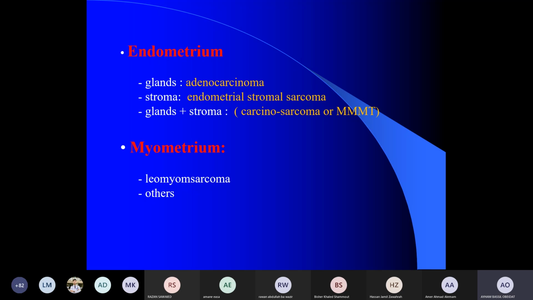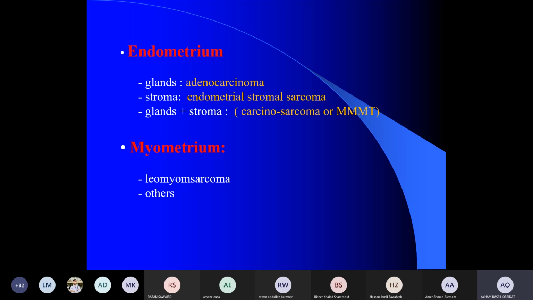The endometrial tumor, endometrium, is made up of glands and stroma. Any tumor from the glands, we call it adenocarcinoma. So it's endometrial adenocarcinoma. Anything arising from the stroma, we call it sarcoma. So it's an endometrial stromal sarcoma.